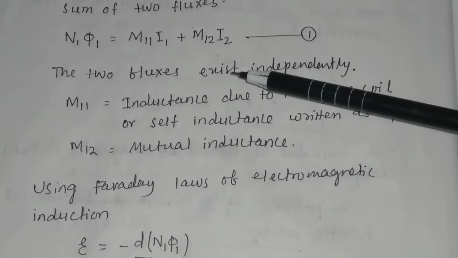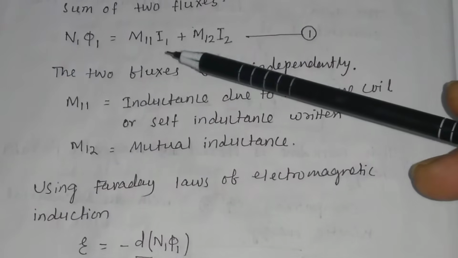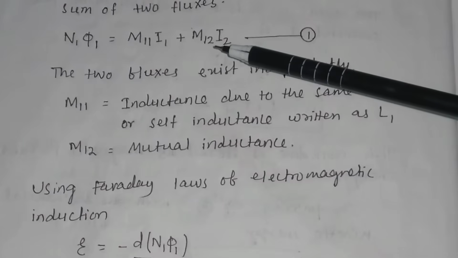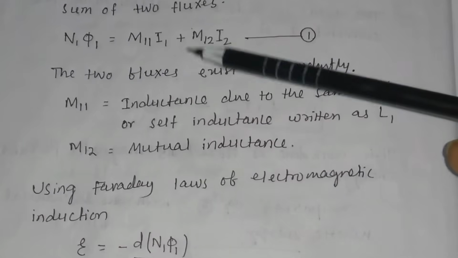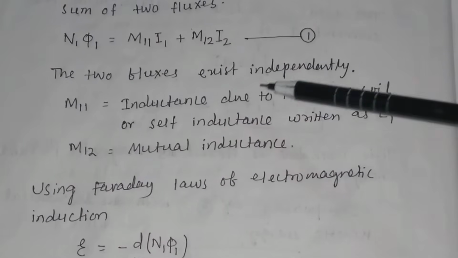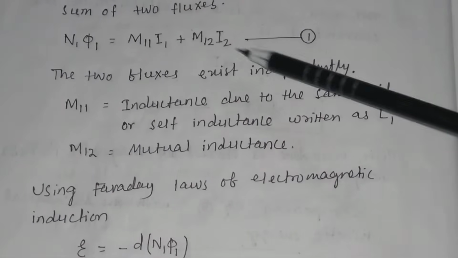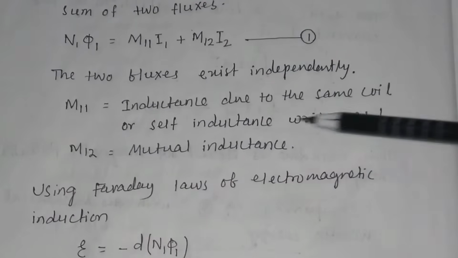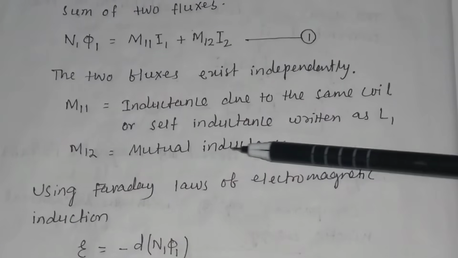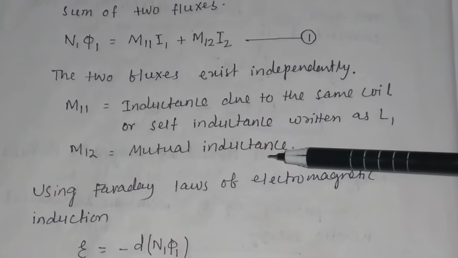Remember, these two fluxes exist independently. This one and this one will exist independently. M11 is the inductance due to the same coil, or self-inductance. You can write M11 as L1, and M12 is the mutual inductance between the two coils.